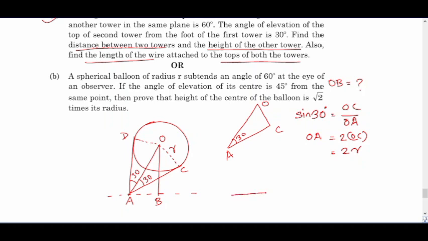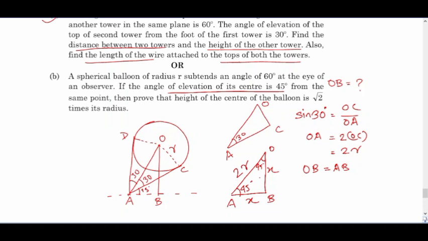Now in triangle OBA, OA is 2R, and we are given that the angle of elevation of the center is 45. That means this angle is 45. If this is 30, this is 15 degrees. Now this is 45, this is 45. So these two sides OB equal AB. Suppose this is X, this is X.